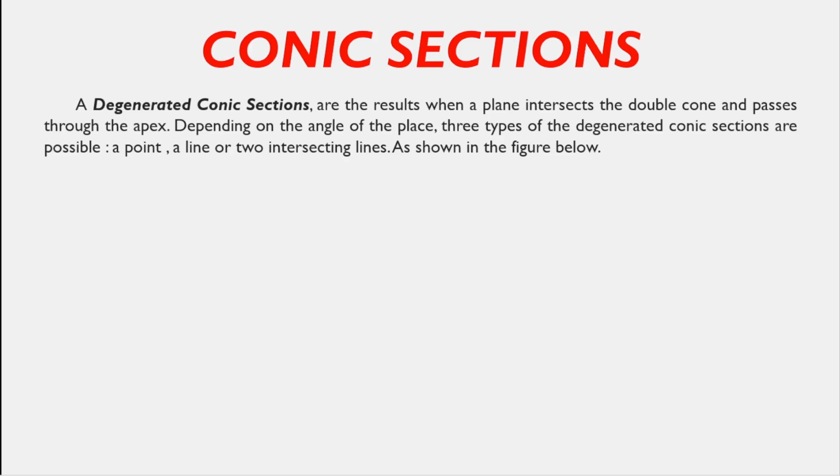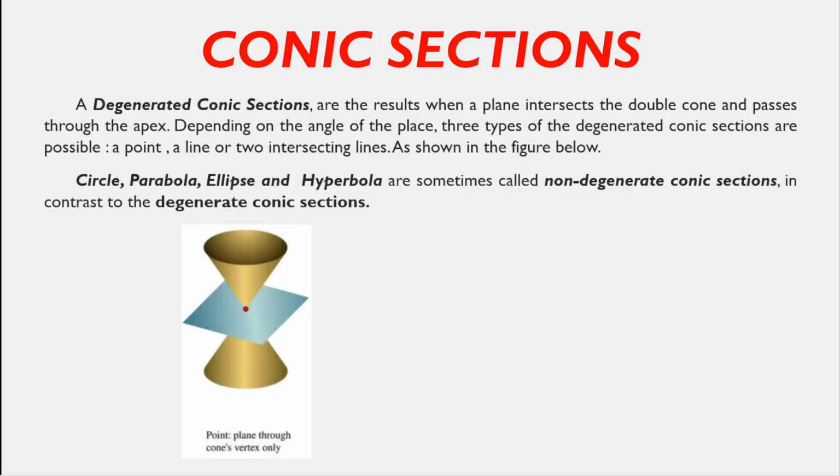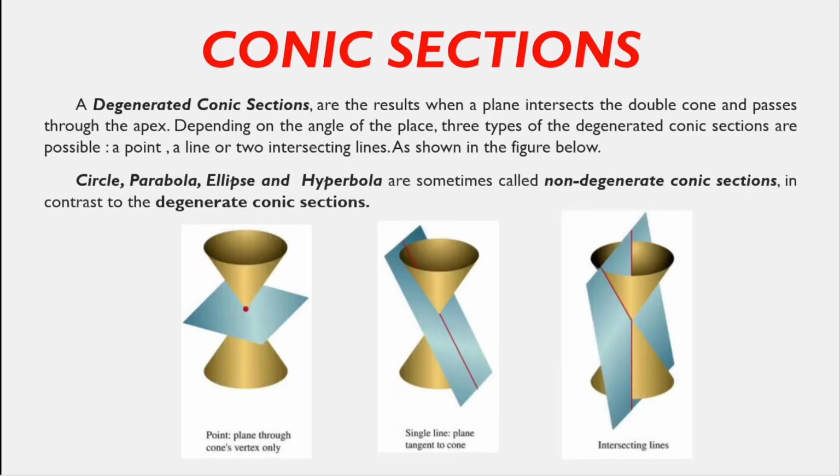Degenerated conic sections are the results when a plane intersects the double cone and passes through the apex. Depending on the angle of the plane, three types of degenerated conic sections are possible: a point, a line, or two intersecting lines, as shown in the figure below. Circle, parabola, ellipse, and hyperbola are sometimes called non-degenerated conic sections, in contrast to the degenerated conic sections.